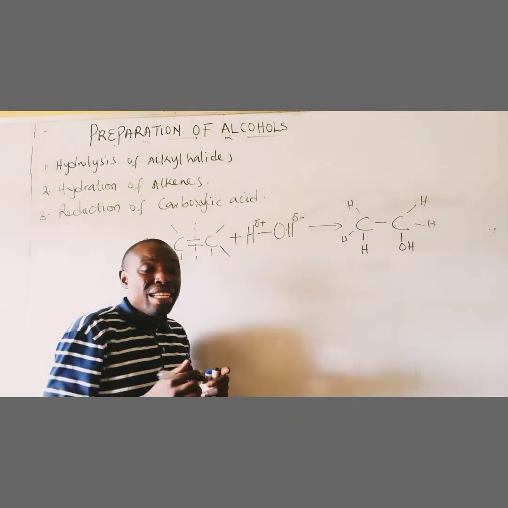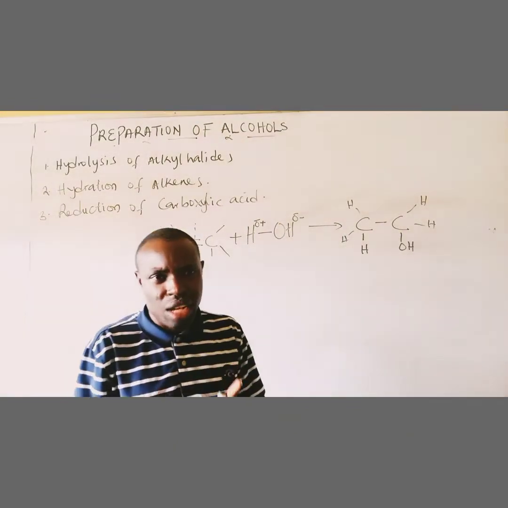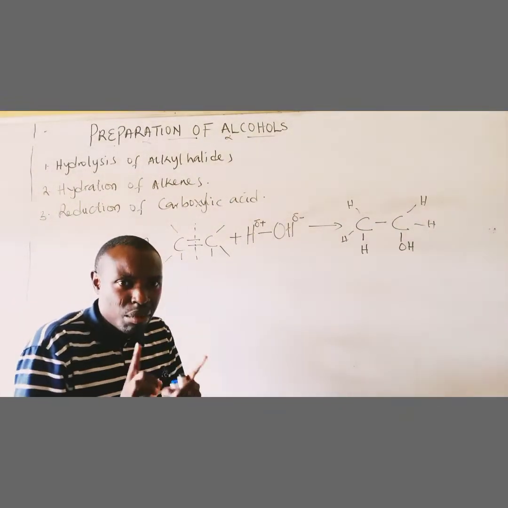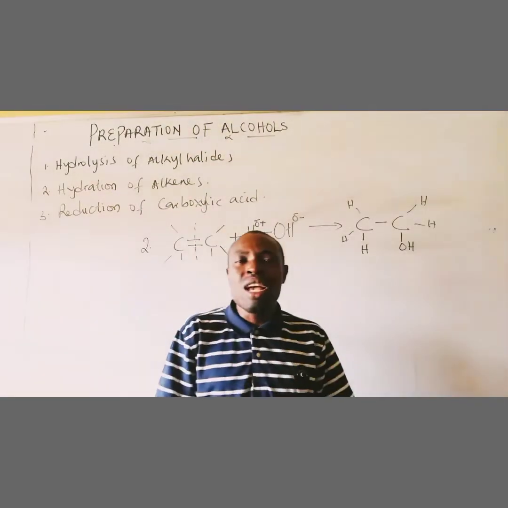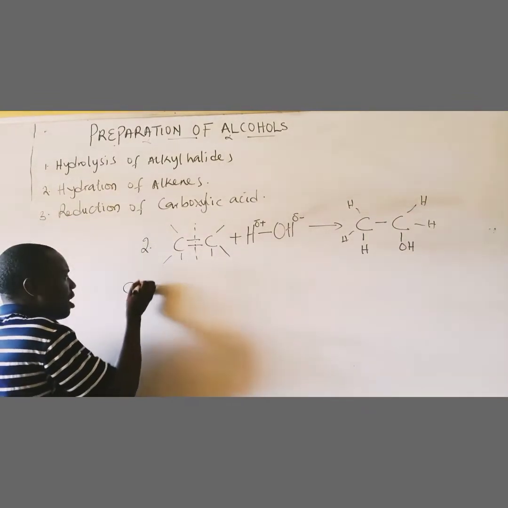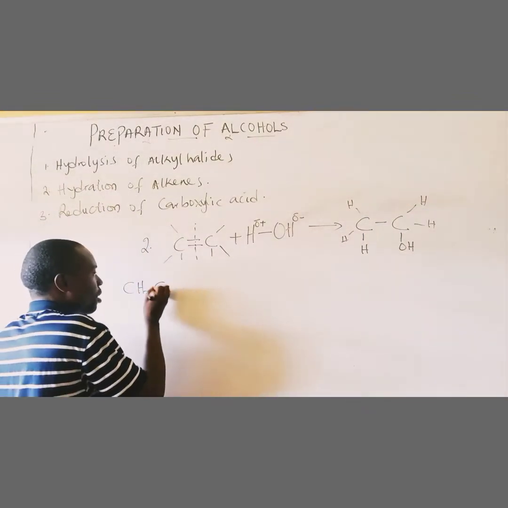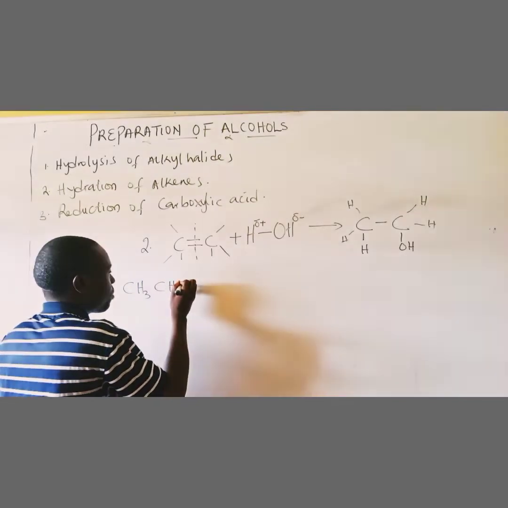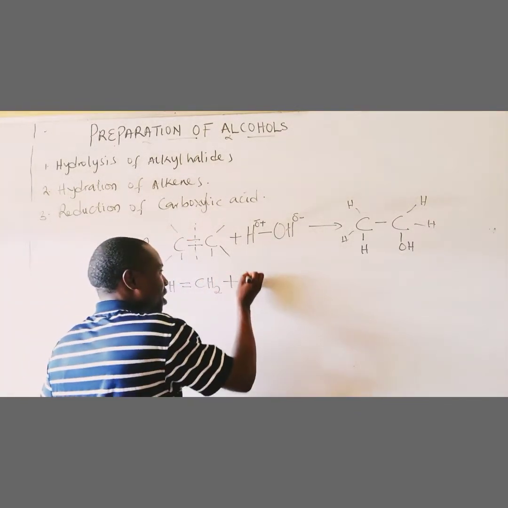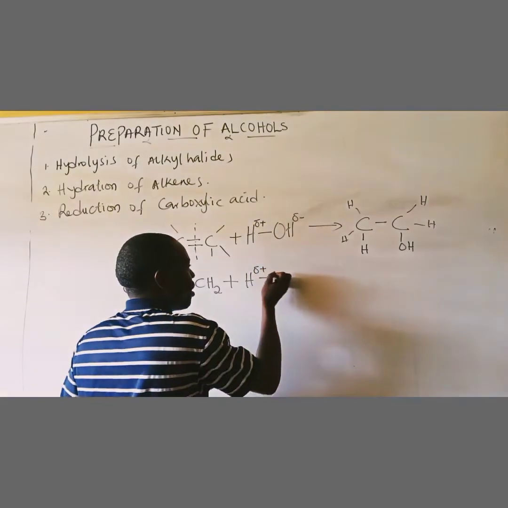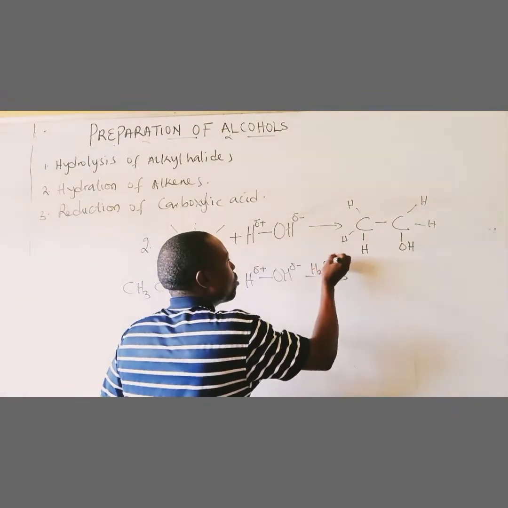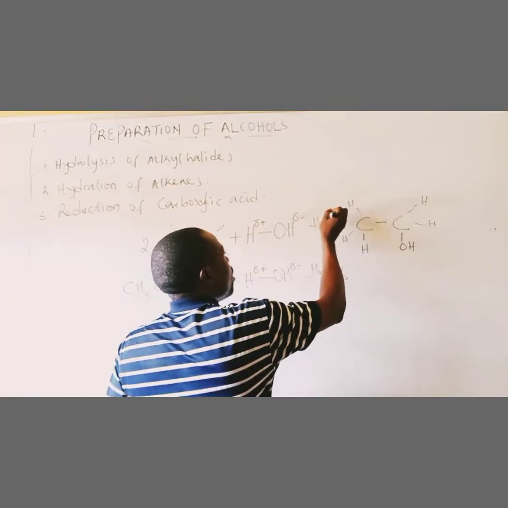There are cases whereby the alkenes can be unsymmetrical, in which the hydrogen atoms on the two double-bonded carbons are not the same. A rule is used, and that rule is called the Markovnikov rule. Now, I'm having something like CH3, CH, CH2 plus H2O, in the presence of H2SO4. Take note, H2SO4.